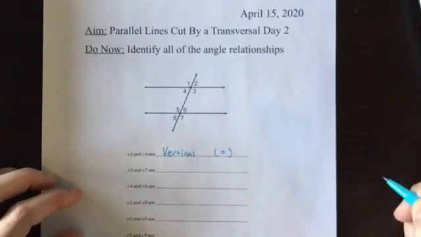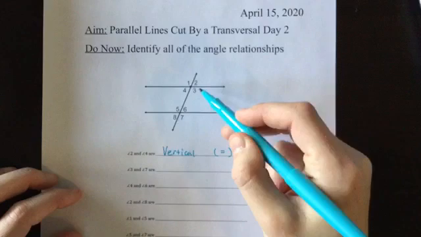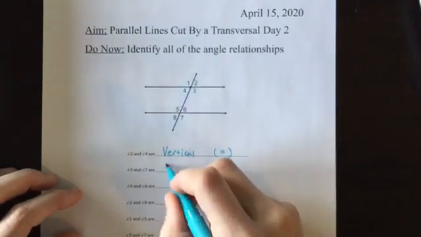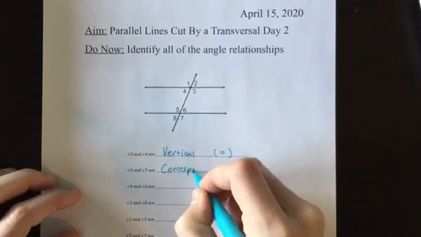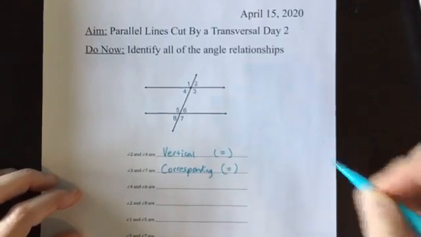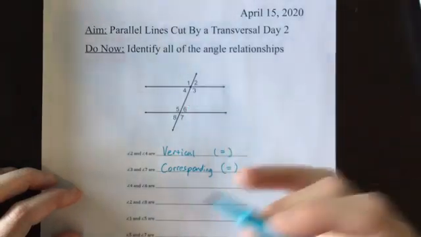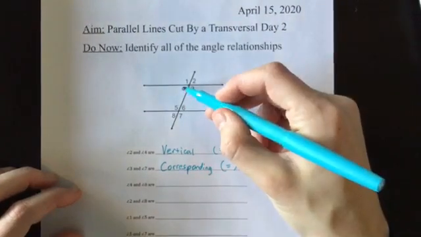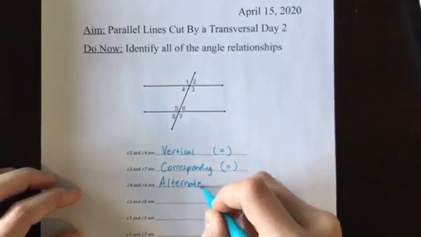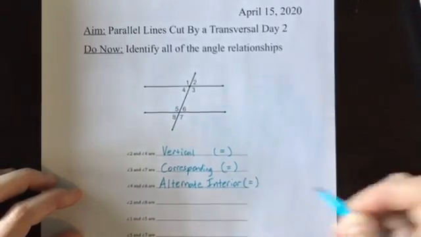Vertical angles are equal. Angle 3 and angle 7, they're on the same side of the transversal. They're both those obtuse angles. One's on the interior, one's on the exterior. Those are corresponding angles. Those are also equal to each other. Angle 4 and angle 6, they're both interior on alternate sides of the transversal. One's on the upper part, one's on the lower. Those are our alternate interior angles. And those are also equal.